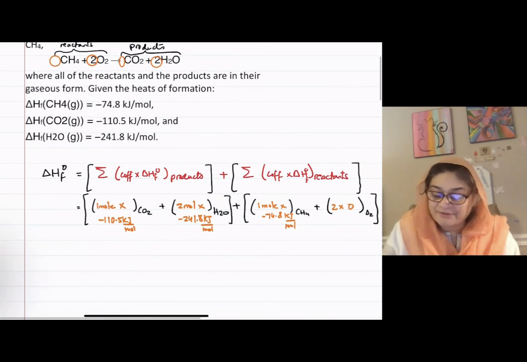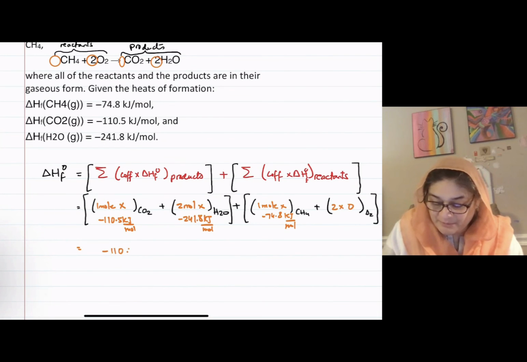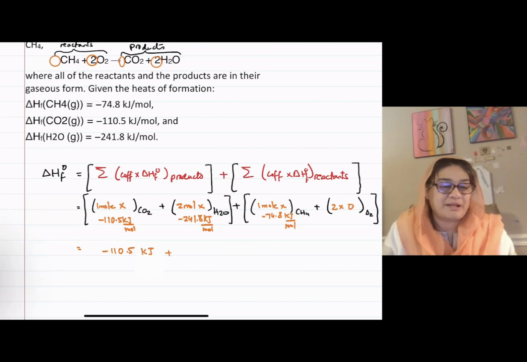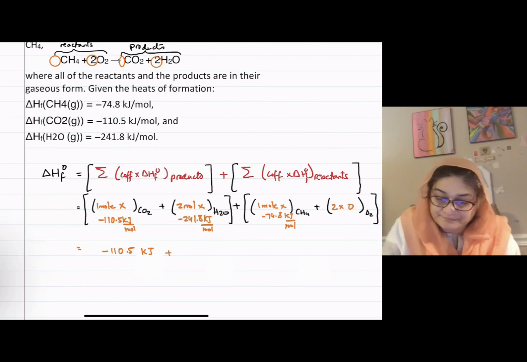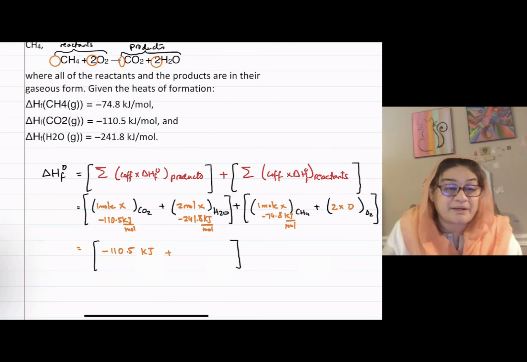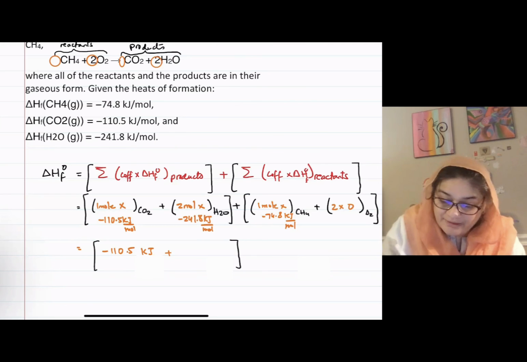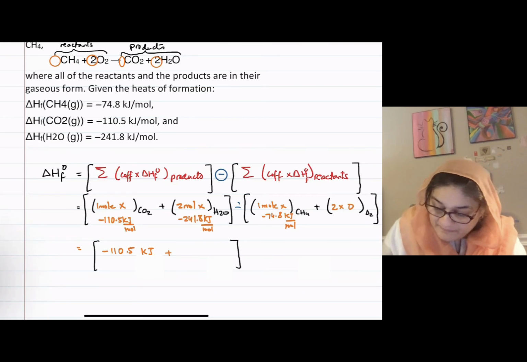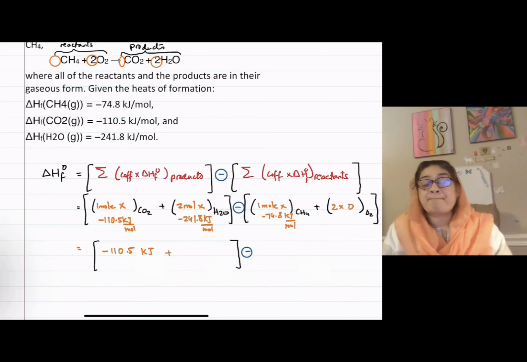And then all that's left to do is multiply all of these numbers. So it'll be negative 110.5 kilojoules plus 2 times, someone come up with that number. Oh, sorry, it should be a minus sign in here. Nobody corrected me. It should be minus here, guys. I thought it looked a little weird.